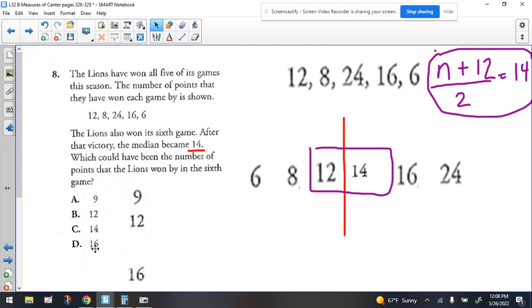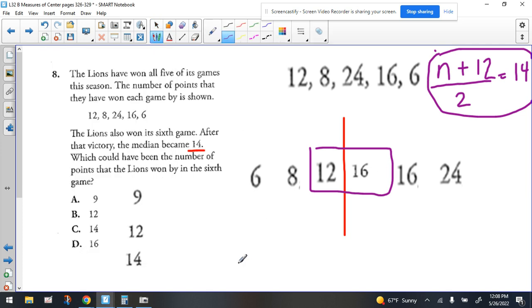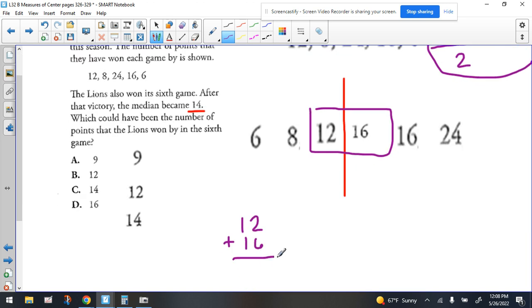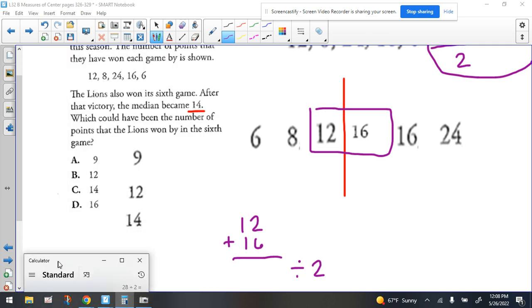So let's examine if we were to put a 16 in there. So if we put a 16 in there, let's ask ourselves, would we get 14? Let's take out the calculator. We're going to add these two numbers together, which, by the way, you should show on your piece of paper. We're adding 12 plus 16, and we're taking that and dividing it by 2. That's what we're doing. Write that on your paper, everybody. So 12, you should be able to do it in your head, plus 16, we get 28. And if we divide that by 2, what do we get? All right, so hopefully you see what the right answer is.